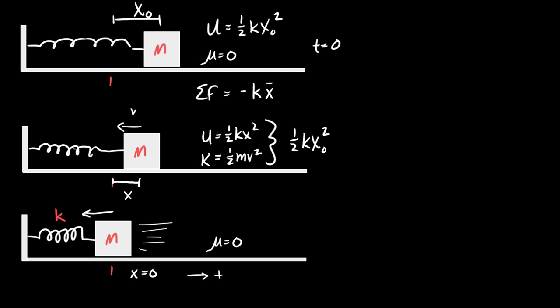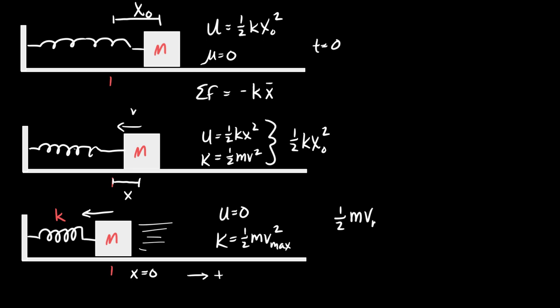Since x is 0, there is no elastic potential energy now. The only energy we have is kinetic energy. So all the energy is in the form of kinetic, which means we are traveling at our fastest. When we travel through equilibrium, we are at the maximum speed. In fact, we know what that maximum is.